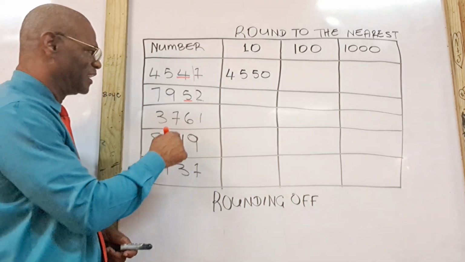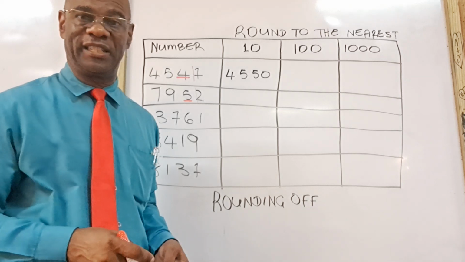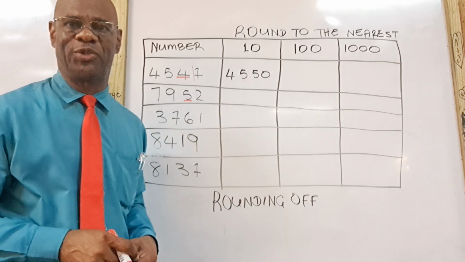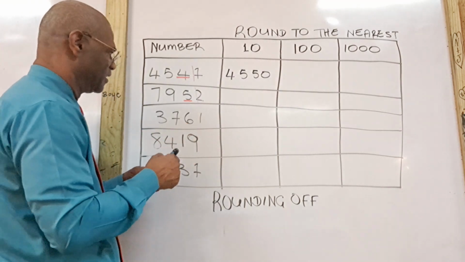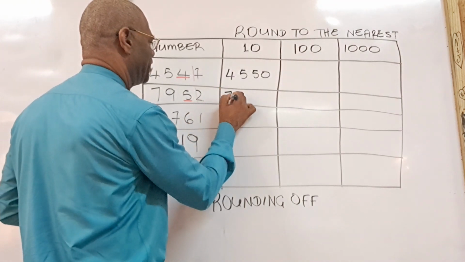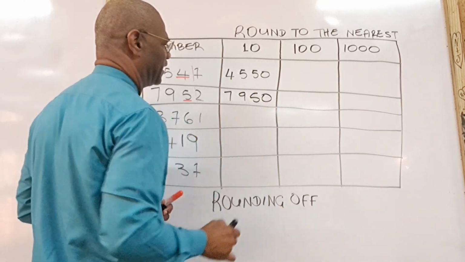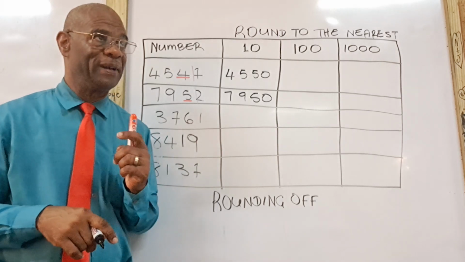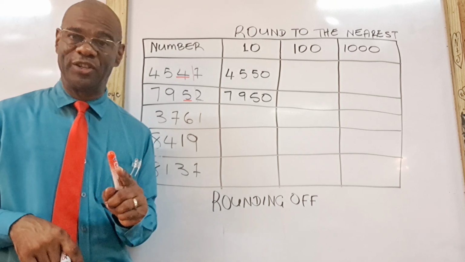In this case, the digit that comes right after the digit in the 10th place is 2, so that's less than 5. So we simply discard it and replace it with that 0. So now that would give us 7,950. Now it's important, guys, to ensure that we replace the discarded digits with zeros.